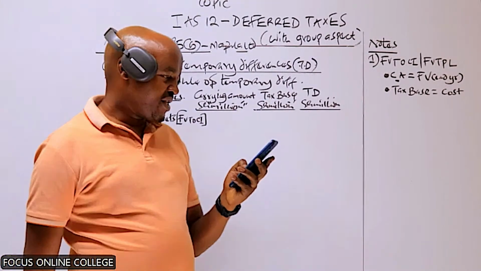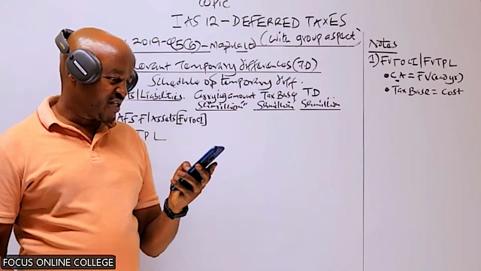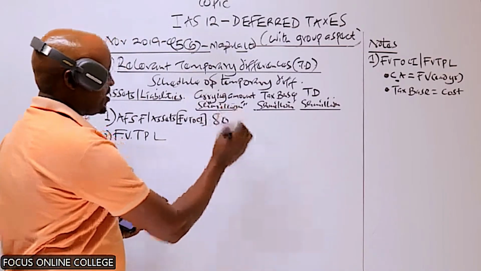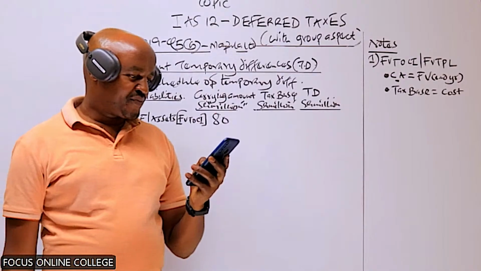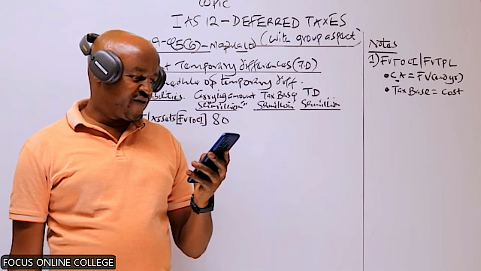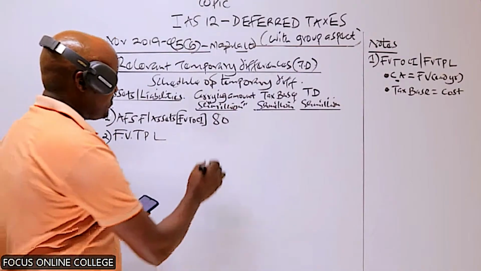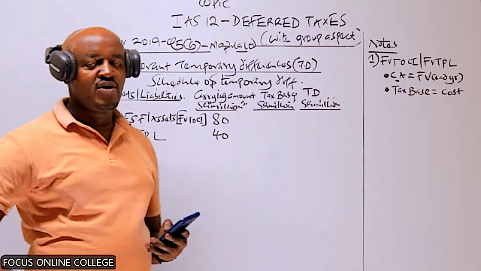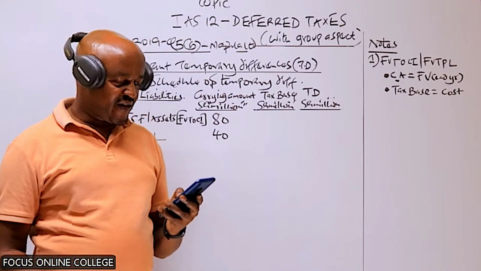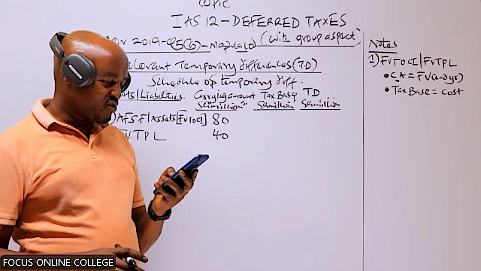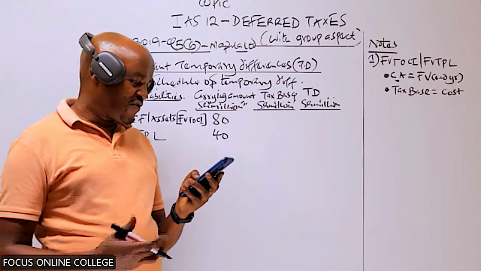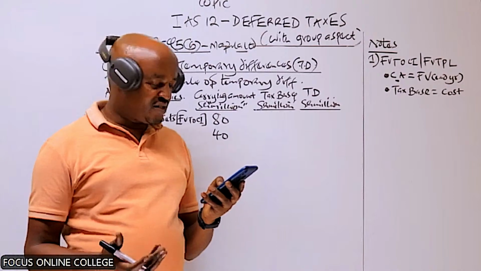In point 1, we are told the company has an available for sale financial asset with a carrying amount. The carrying amount is already given here, 80 million. And a financial asset at fair value through profit and loss of 40 million, that is the carrying amount or the fair value. And in the last paragraph, we are told both financial assets reported losses in the fair value of 8 million each during the year.